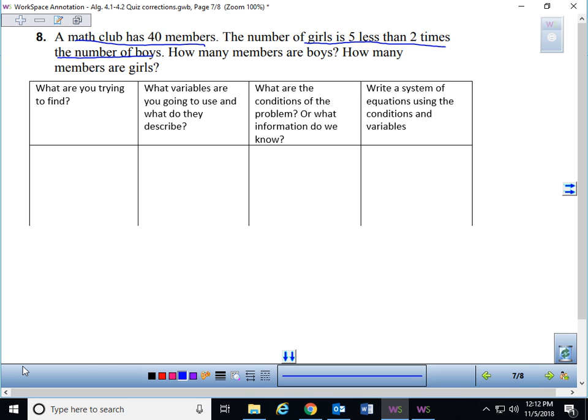Let's break it down. What am I trying to find? Well, I'm trying to find the number of girls and the number of boys. These are the things I don't know. Next question. What variables are you going to use? Well, this just comes from your answering question in this first box. The variables are going to represent the two things I'm trying to find. So let x equal the number of girls, and let y equal the number of boys.